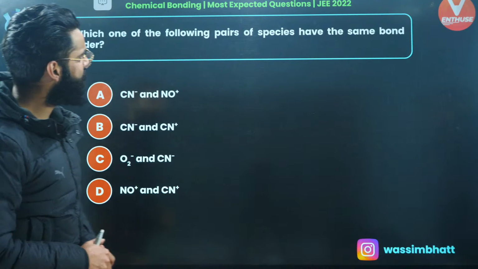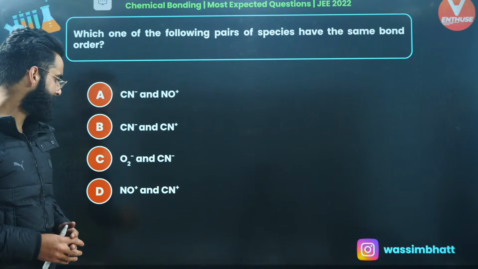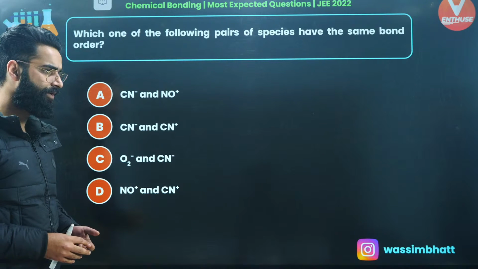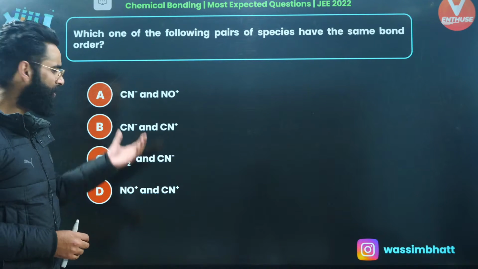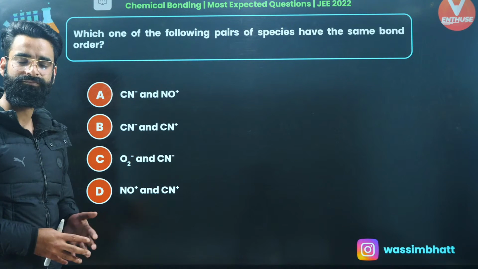Which of the following pairs of species have the same bond order? Again, a similar sort of question, right? What do you think about these questions, guys? What is going to be the correct answer of this particular one? I've solved many questions of this format. I want you guys to let me know its answer now.